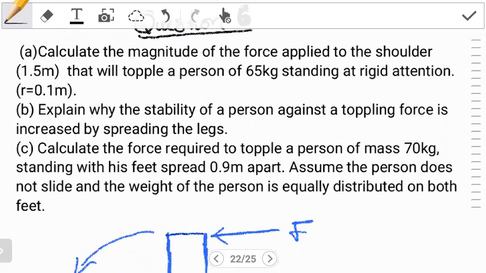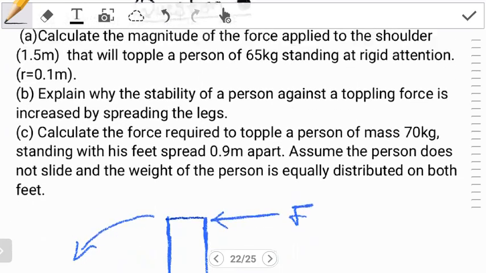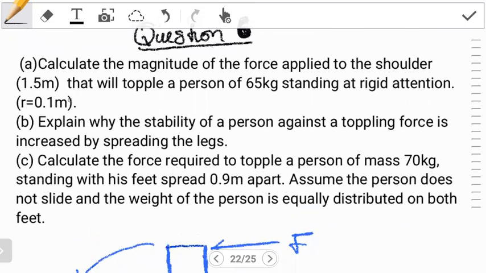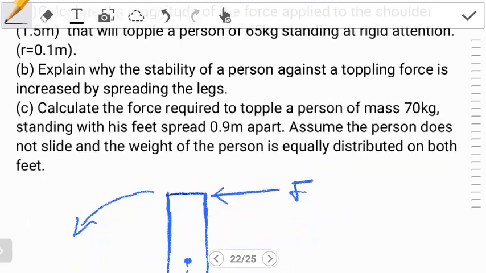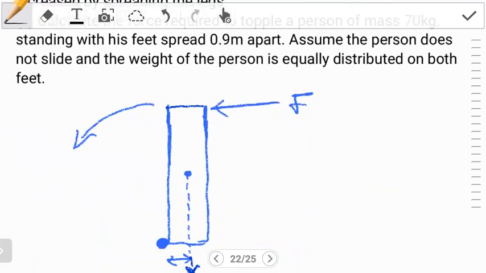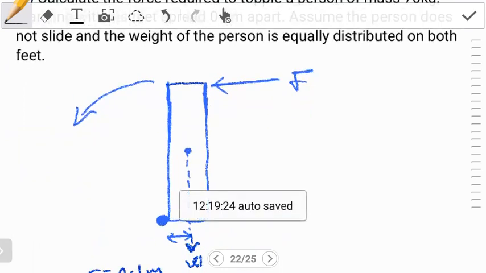So we're given the height, 1.5 meters. This is the height from the point we're going to consider as the pivot to where the force is being applied. So let's take this point to be our pivot. So this is our pivot.